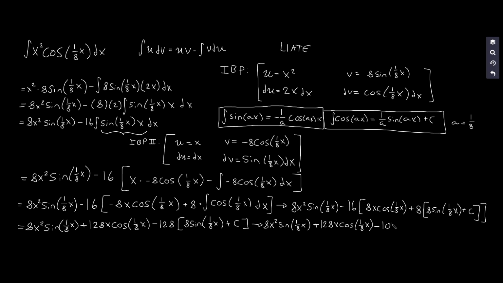Minus 1024 times sine of 1 over 8 times x plus c. I don't know if this is correct. Let me just check my work. And so I think this is the answer here: 8 times x squared times sine of 1 over 8 times x plus 128 times x times cosine of 1 over 8 times x minus 1024 times sine of 1 over 8 times x plus c.